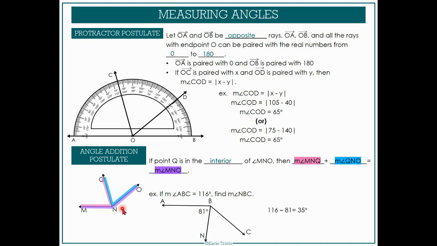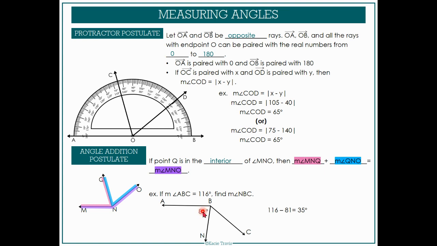All right. So here is our first little example. We got angle ABC here. Now, this whole big angle is 116. They want us to find the measure of angle NBC. NBC is this angle over here on the side. Now, over here to the left, we see that ABN, this angle right here, is 81.